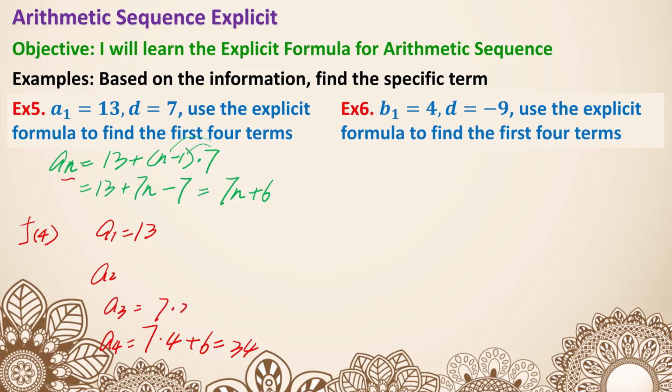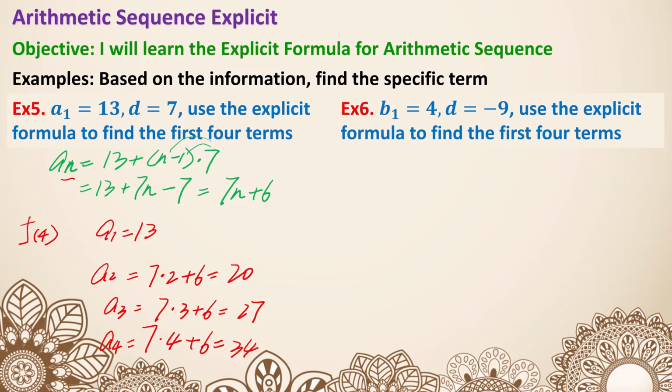A sub 3 will be 7 times 3 plus 6, which is, oh sorry, not 24, 27. And then a sub 2 is 7 times 2 plus 6, which is 20. There you go. That's example 5.